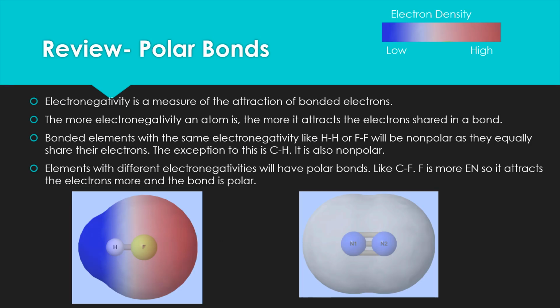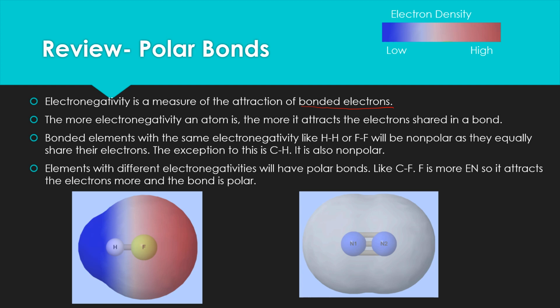So before we jump completely into the whole molecule, let's review polar bonds. Electronegativity is what controls polarity. It is a measure of the attraction of bonded electrons. We reviewed this towards the beginning of this unit. So electronegativity is that attraction of bonded electrons. It's a measure of how attracted they are.